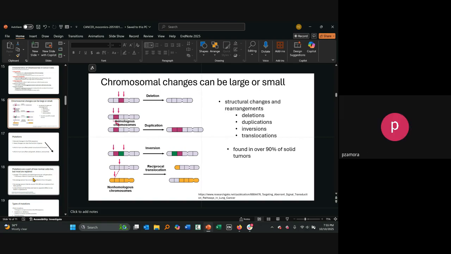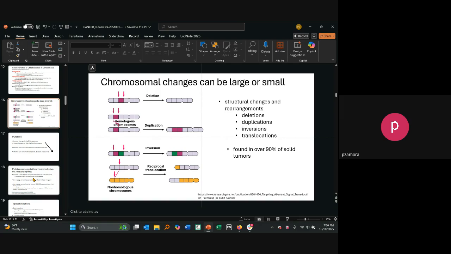Okay, after that pause, we're talking about chromosomes and some of the changes that occur in cancer. Chromosomal changes in cancer can affect very small parts of a chromosome or much larger ones. You can have structural changes and rearrangements within the cancers that affect deletions, and you can refer to the cartoon on the left there. You can have duplications of genetic material, inversions, and translocations.